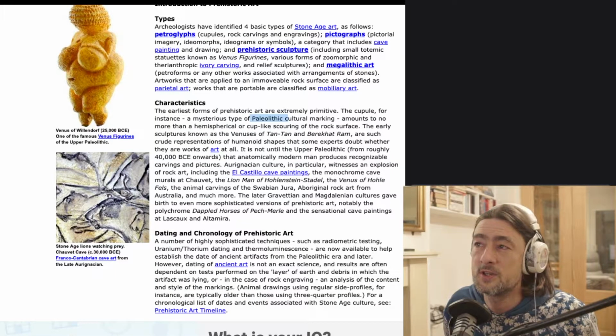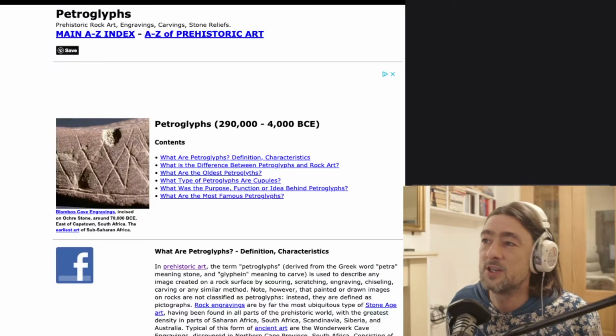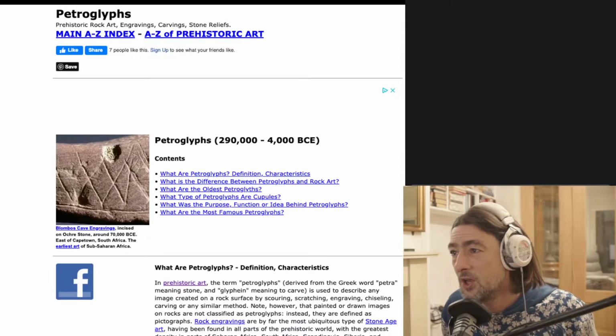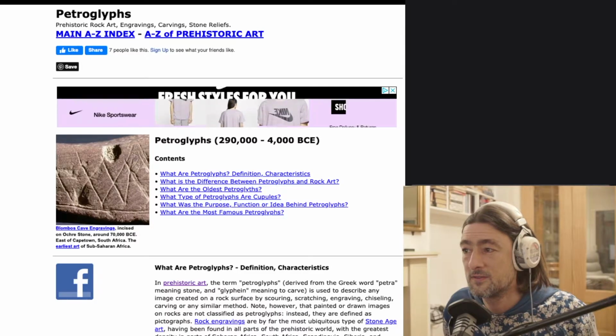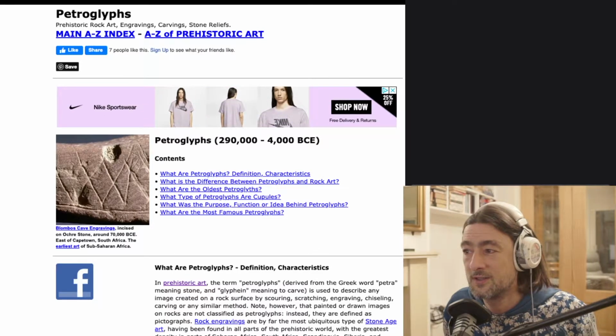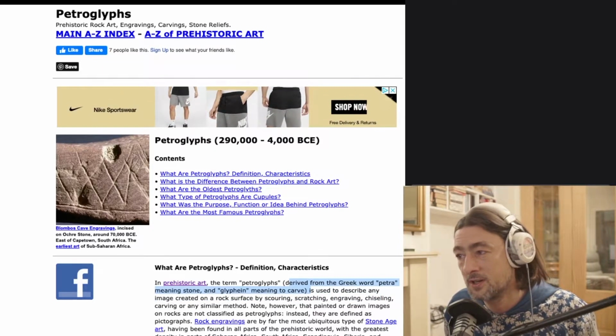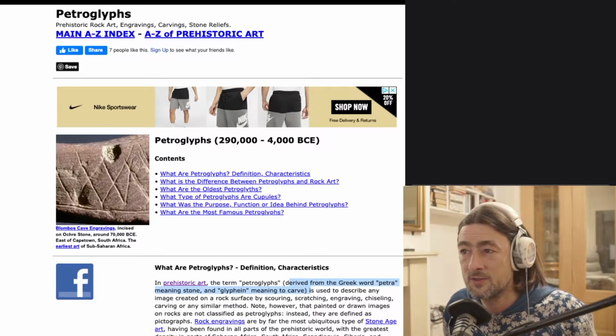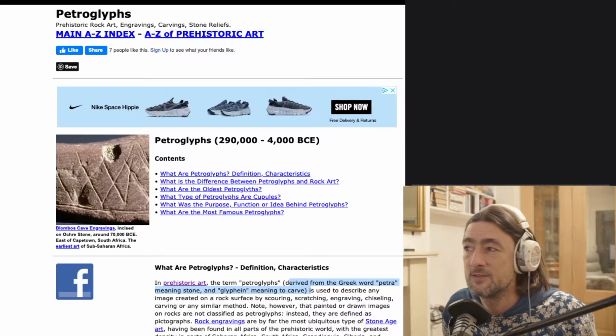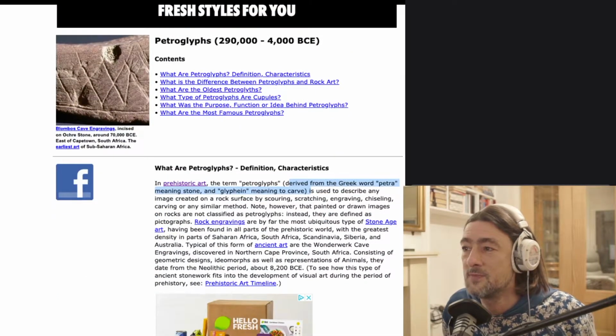Yeah. I wanted to start at these petroglyphs. What are petroglyphs? They're derived from the Greek word petra, meaning stone, and glyphein, meaning to carve. So it's carved stone. Carved stone. That's as simple as it gets, isn't it?